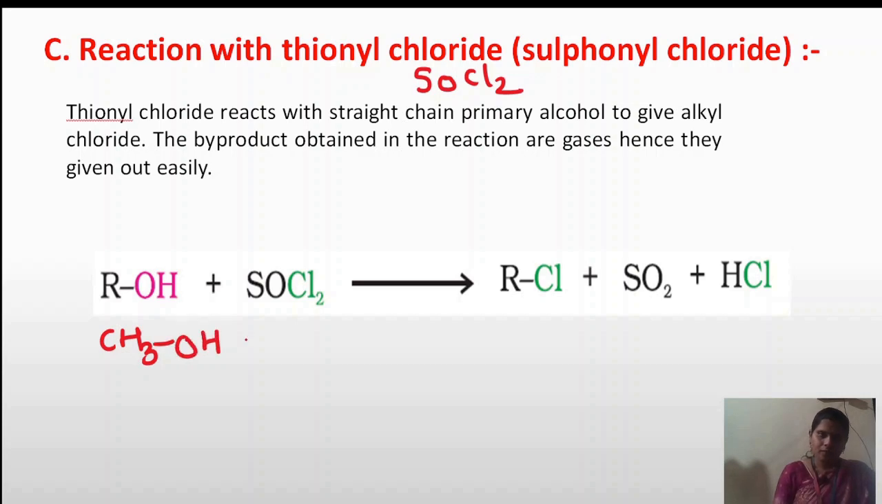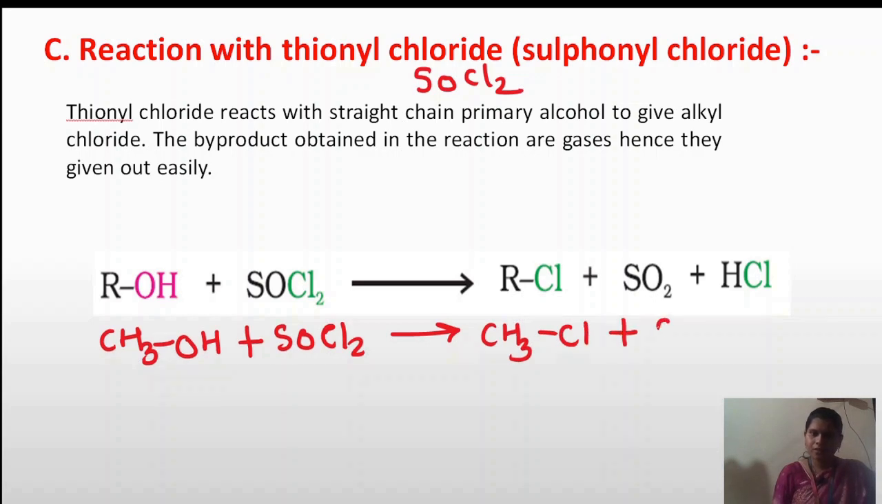CH3OH reacts with SOCl2 to give CH3Cl, SO2 and HCl. Now these both are gases, so we will indicate them with an upward arrow. CH3OH reacts with SOCl2 to form CH3Cl, SO2 and HCl.